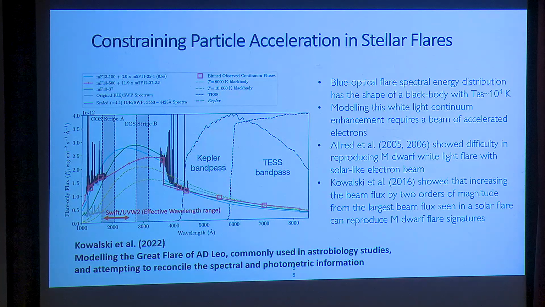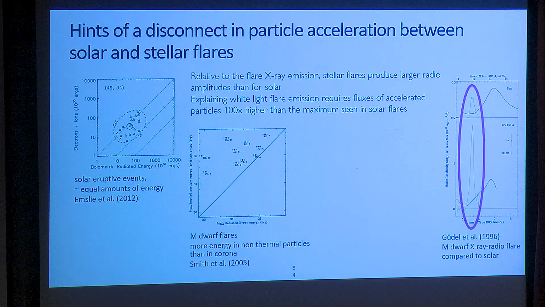This is a paper revisiting the Great Flare of AD Leo, which is often used for astrobiology papers. Here you can reproduce the spectral signature, but with a beam flux that's 2 orders of magnitude larger than the largest thing we've seen in solar flares. So that's a hint of a disconnect in particle acceleration between solar and stellar flares.